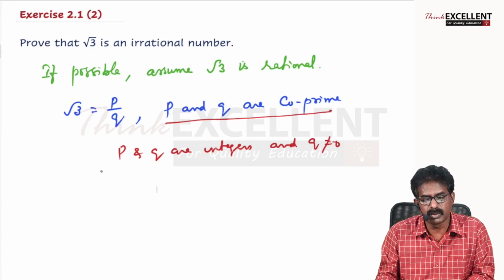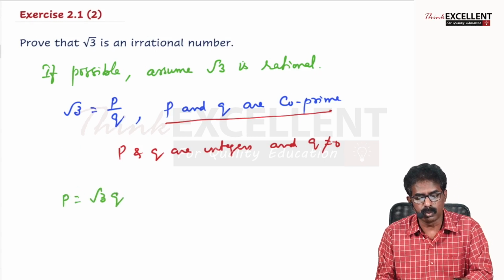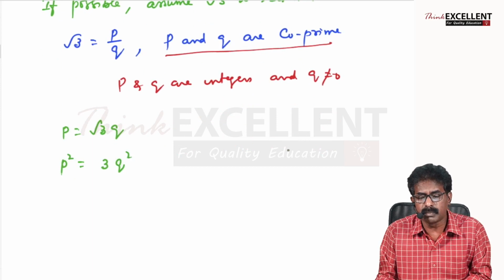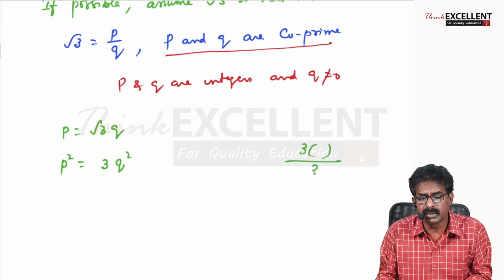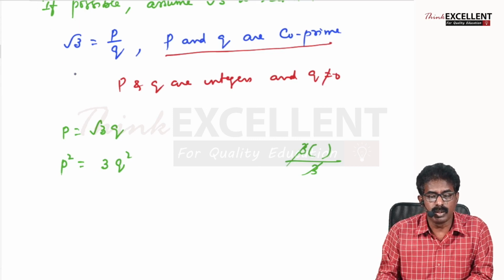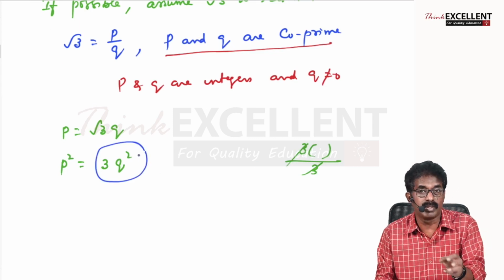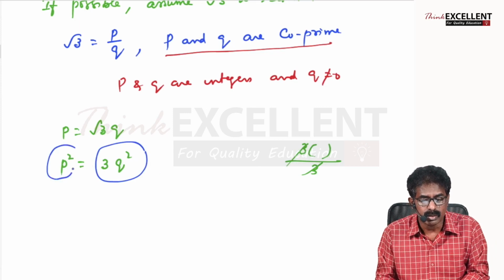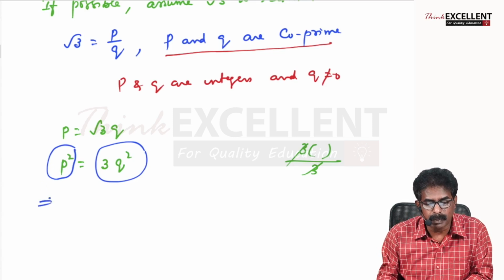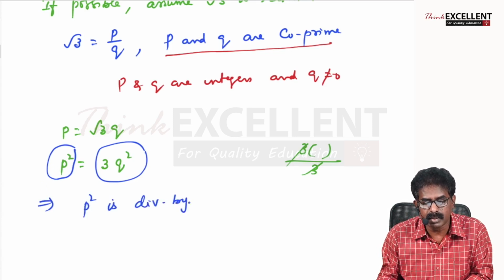Now we cross multiply, so what do you get? P is equal to root 3 Q. Square both sides. P square is equal to 3 into Q square. 3 into something means that number is divisible by 3, right? So P square is 3 into Q square. So this is divisible by 3 because it is 3 into something. But both are equal, no? So right side is divisible by 3 means left side also divisible by 3. So you can say P square is divisible by 3.